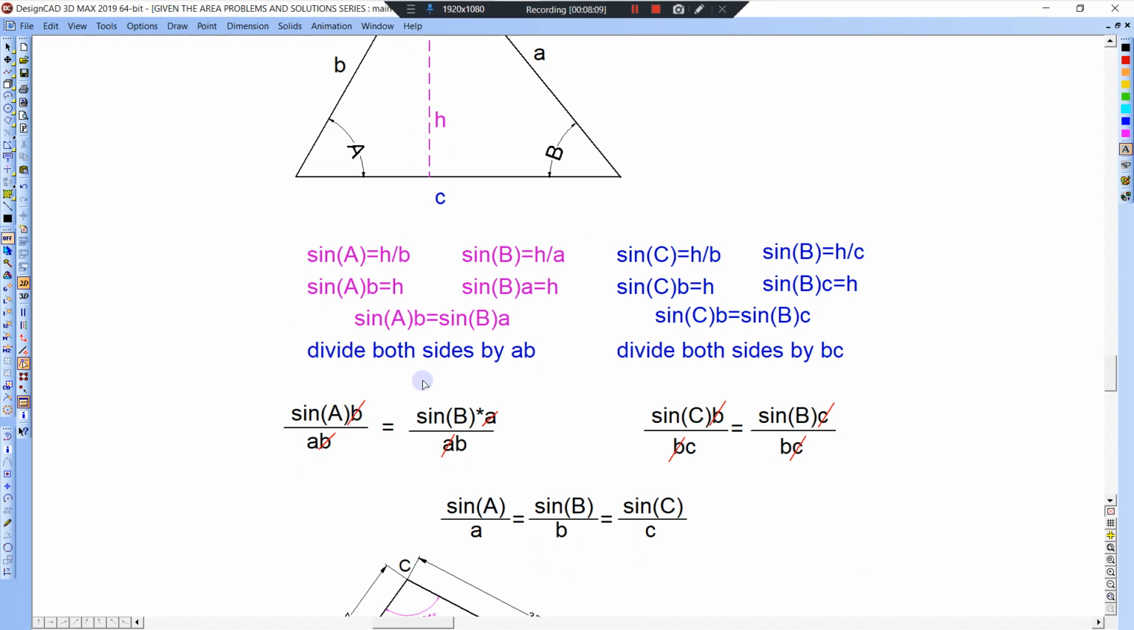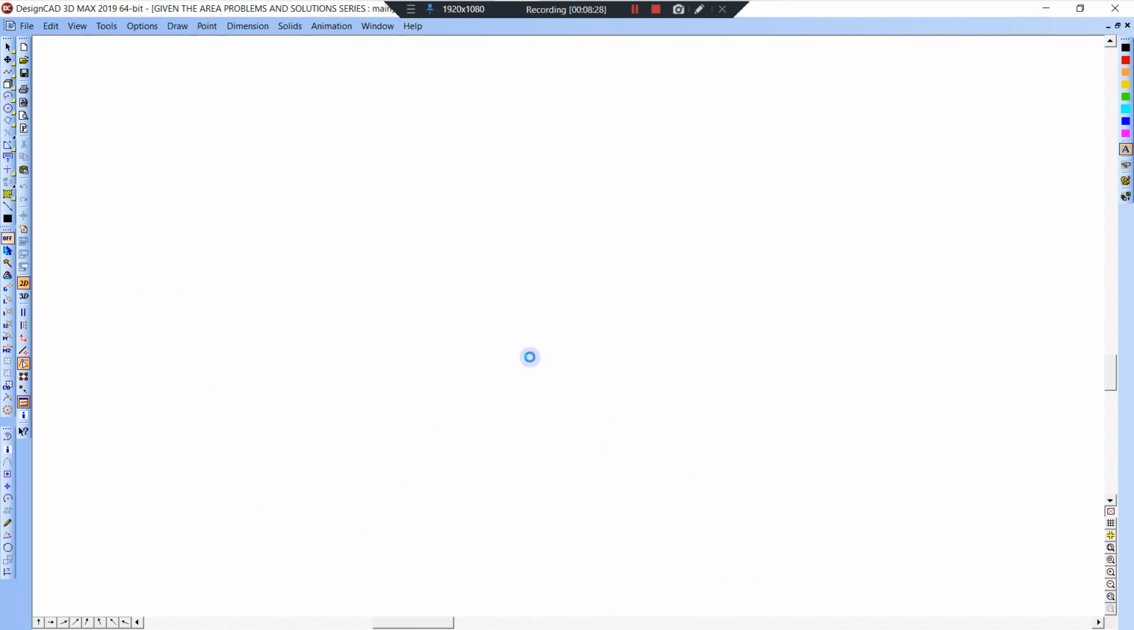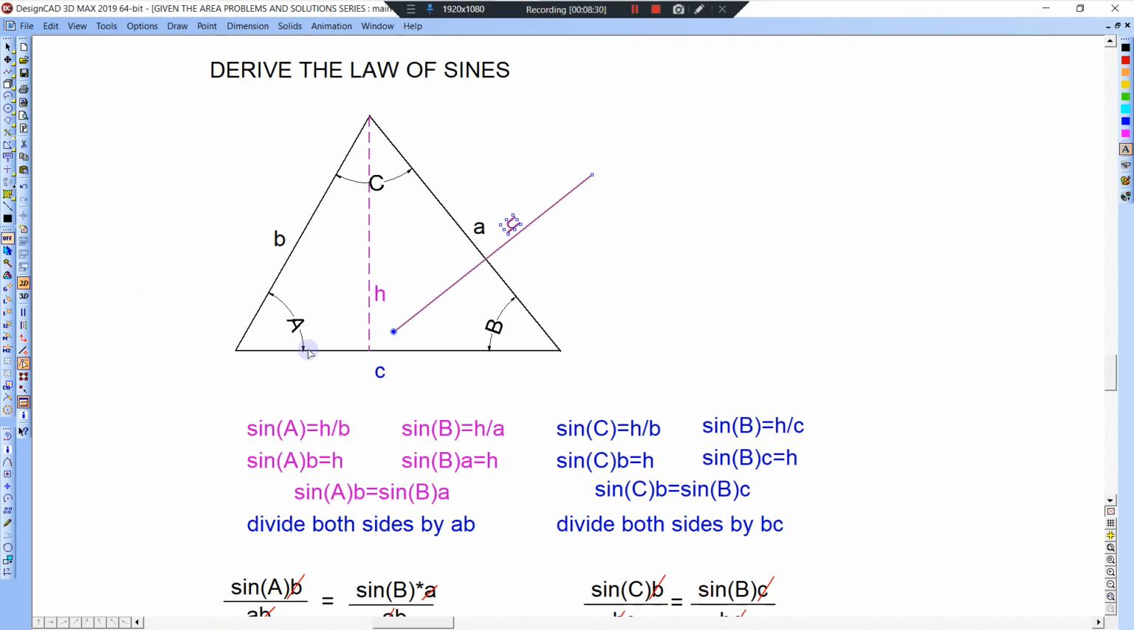What we can do is divide each side by ab. What you do to each side, it stays balanced that way. And then the b's cancel out on this side and the a's cancel out on this side. You end up with sine of a over a is equal to sine of b over b. That's what you end up with there. And then you can do it again.